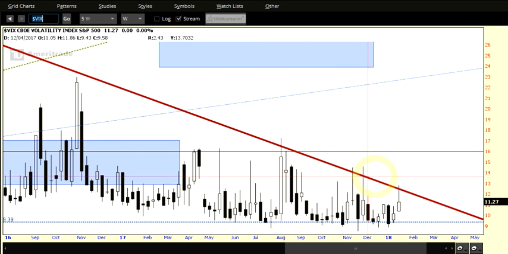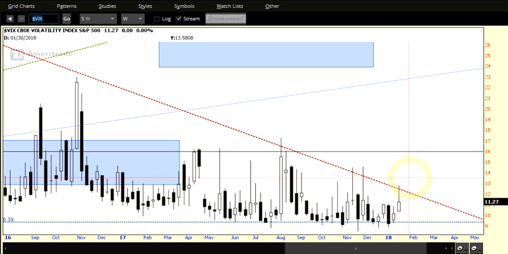I redrew it at some point, but you can see that it's actually holding every time we kind of get up above there. Volatility sells back off. So at some point, volatility is going to pop through here and then continue to start moving up. So we just have to wait and see when that point is.